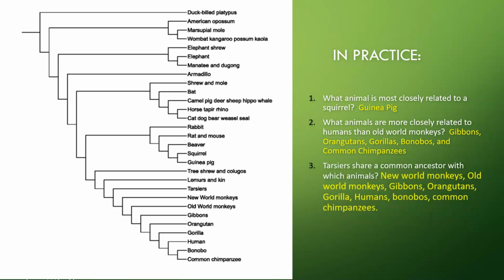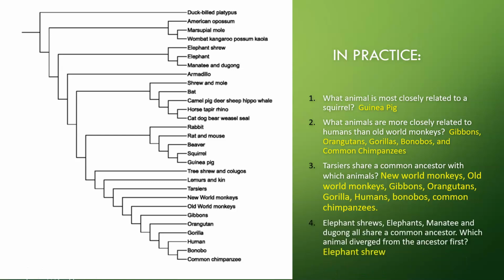Okay, the tarsier shares a common ancestor with which animals? We've got the new world monkey, the old world monkey, the gibbons, the orangutans, the gorilla, the humans, the bonobos, and the common chimpanzee. So we're looking at the tarsier, and then it'll be all of these listed here.